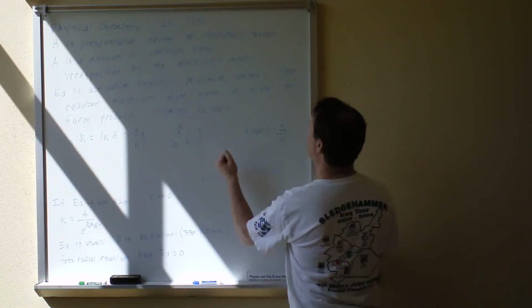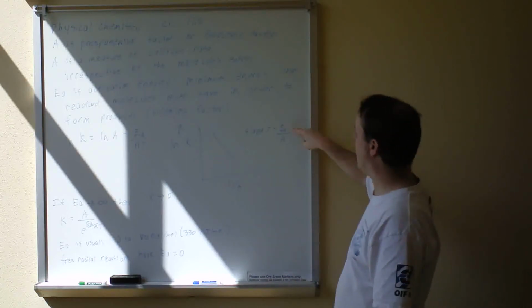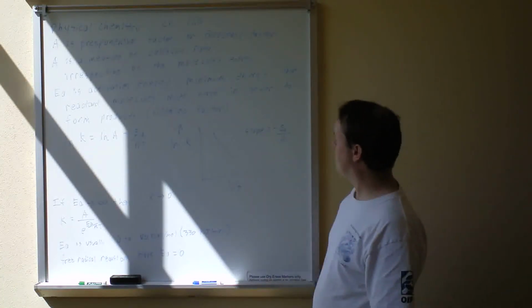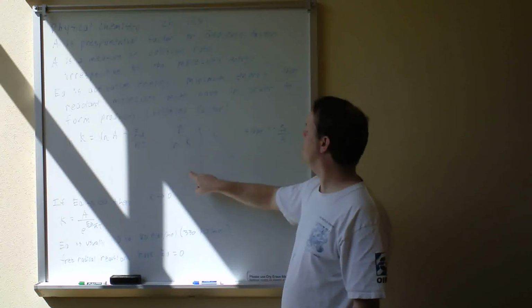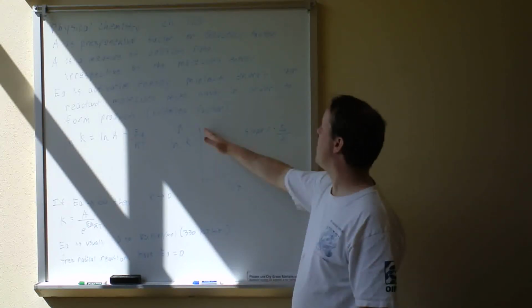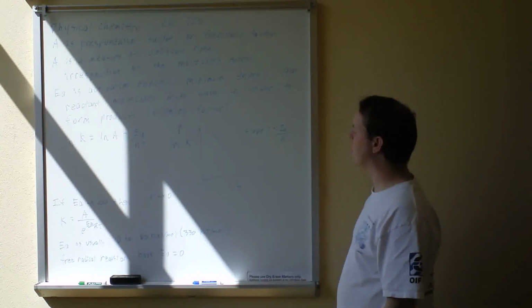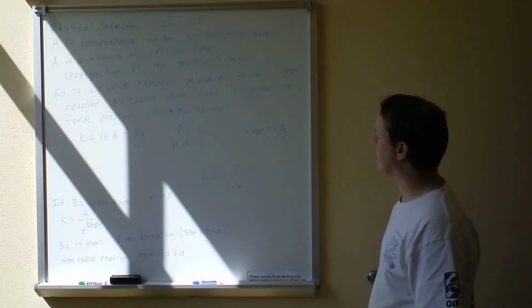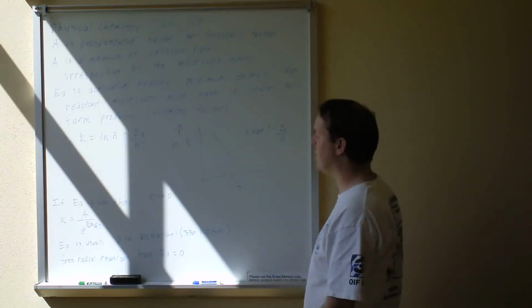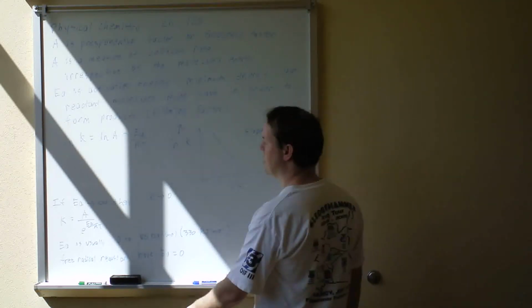Notice it has a negative slope here. The slope is minus EA over R. So if you do an experiment, you find the natural log of K at different temperatures and you graph it, you'll get a straight line. And from the slope, you can find the activation energy of your reaction. Might be kind of handy if you want to know what the activation energy is.